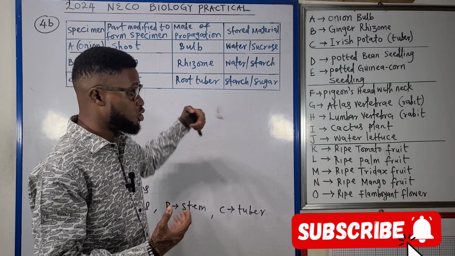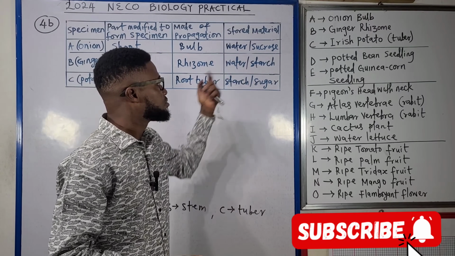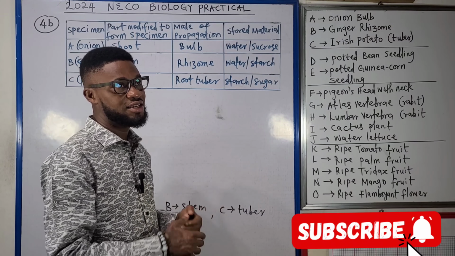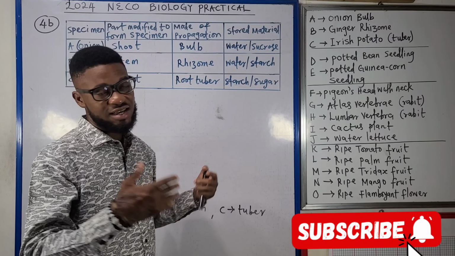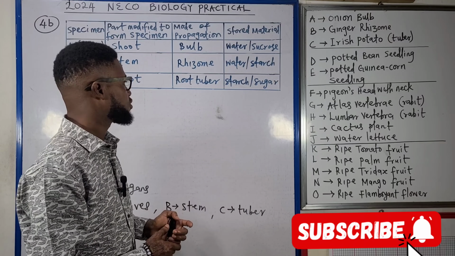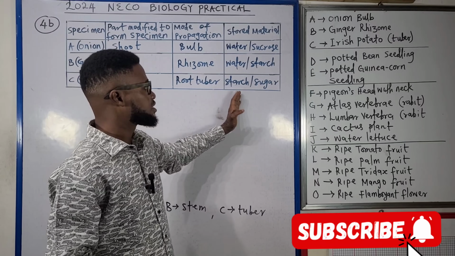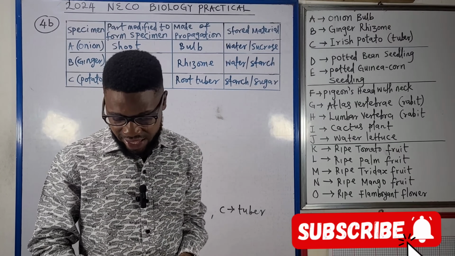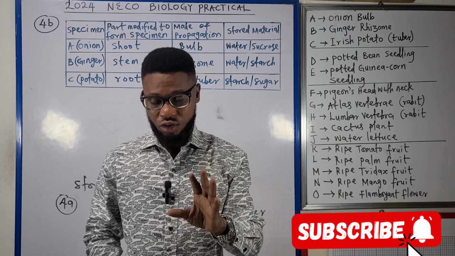In the case of ginger, water is also there, and starch is there. It's a plant, you understand. So normally glucose is synthesized and converted into starch for storage. In the case of potato, starch or sugar are the stored materials. And that ends question 4b.